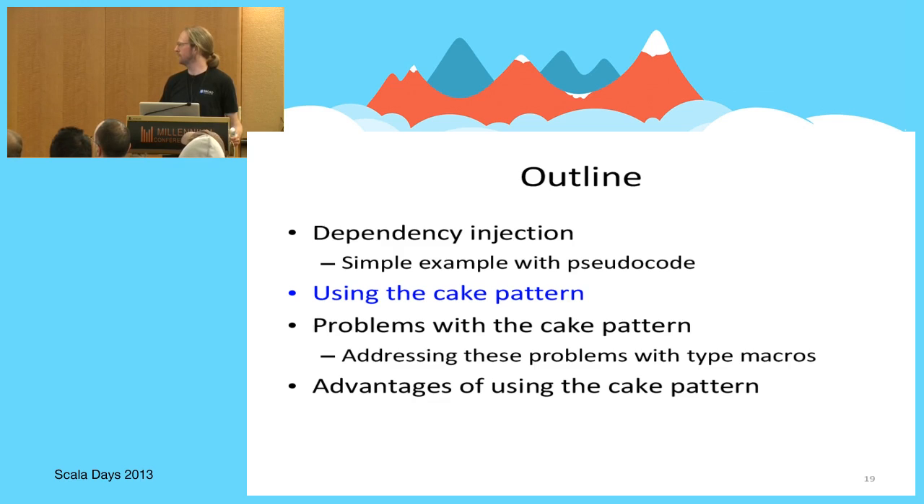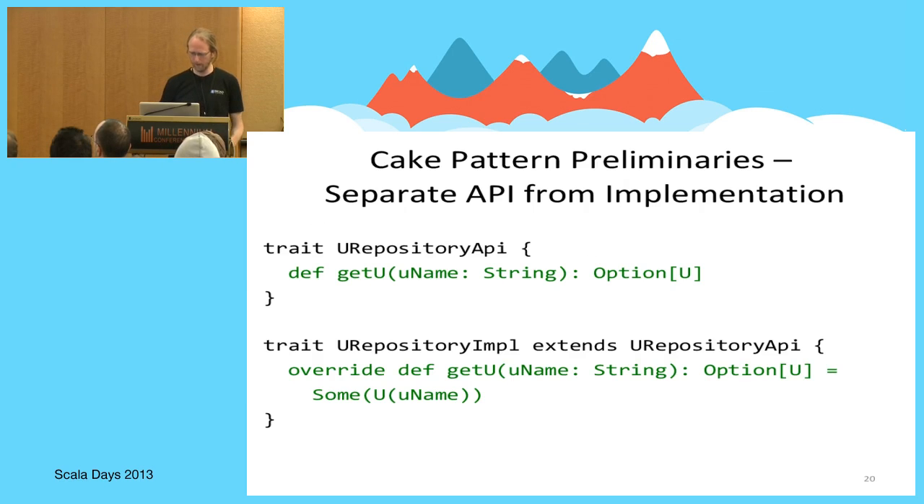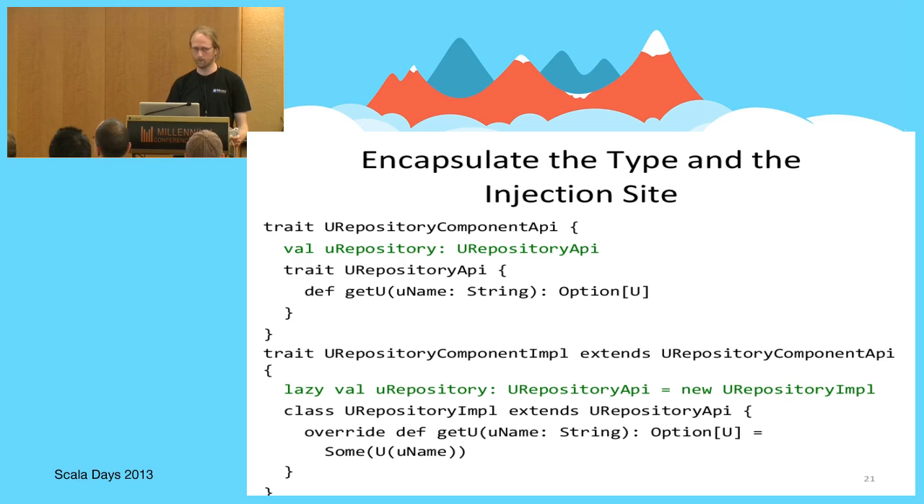So how do we do this using the cake pattern? Well, the basic idea is very simple. Let me get started with a preliminary here. I'm going to do the same thing as before. I'm going to separate out the API and the implementation for the U repository. This is the same code as before. We're really going to be using very basic Scala type constructs to construct these dependency injection features.